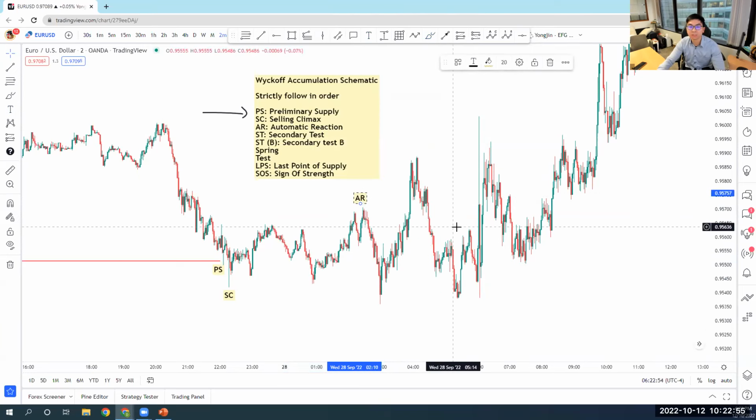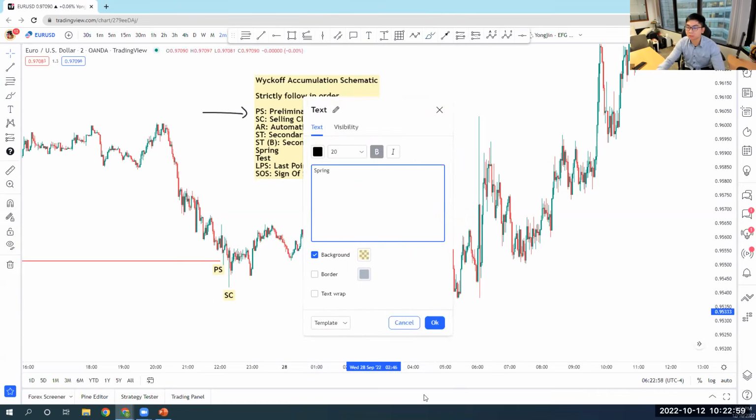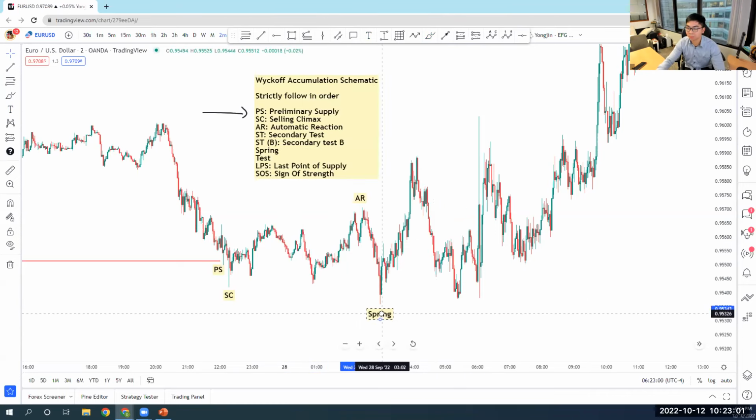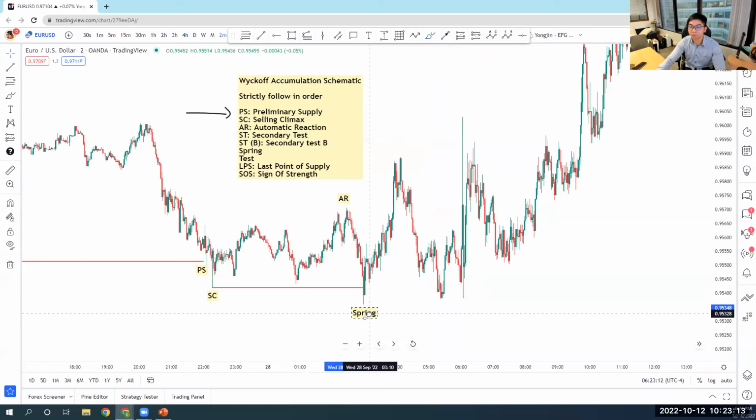But next, how do we spot the spring? So next we have the spring. What you notice about the spring is price reacts very, very strongly. It cleared the selling climax. I'll draw it using the line. Price cleared the selling climax. So we form the spring.